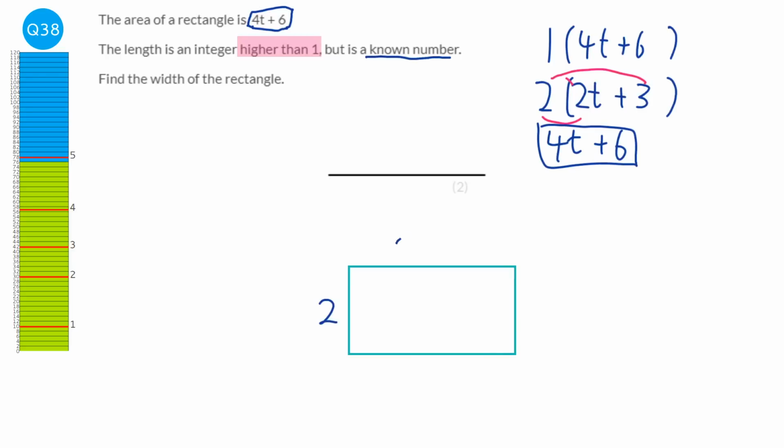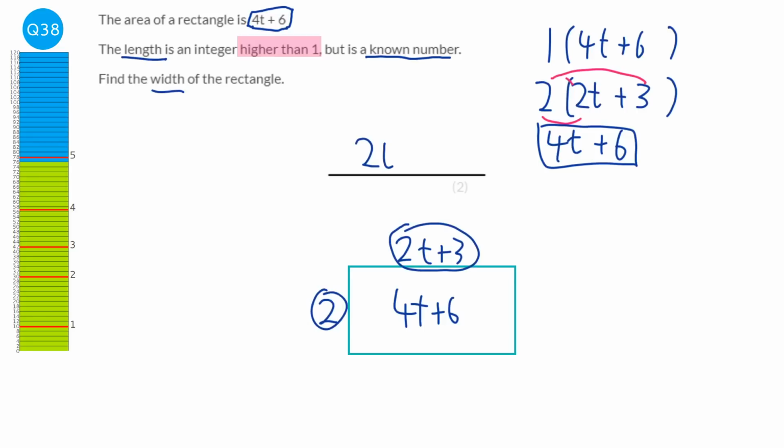And the other side will be 2t plus 3. And then when you multiply them together, you get the area of 4t plus 6. So our answer, because it says the length is the known number, so that's the length, then we're finding the width, which is this one here. So it's 2t plus 3.